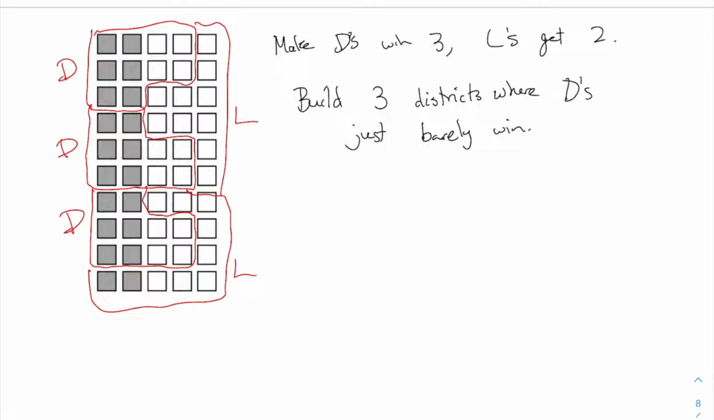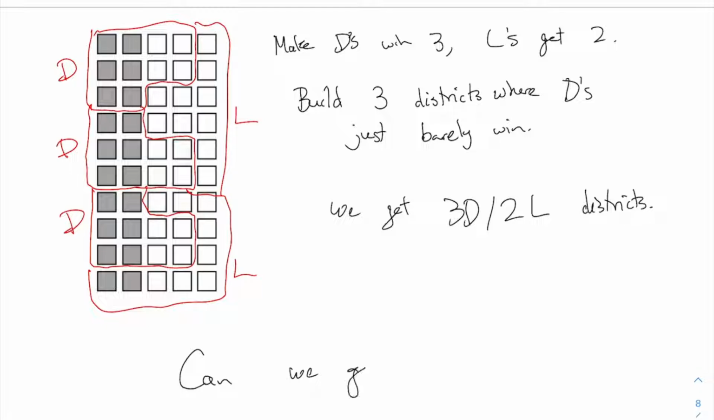Great. What about, okay, so this was, we get 3 Ds and 2 Ls districts, right? Along the same general question of what is possible, and then can we actually draw the pictures to make it happen? Let's see if we can go farther with this. Can we get 4 Ds and 1 L? Is it possible for the dark ones to win 4? Maybe you have a thought about that?